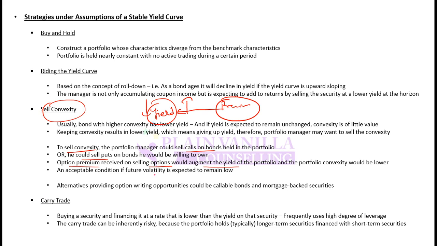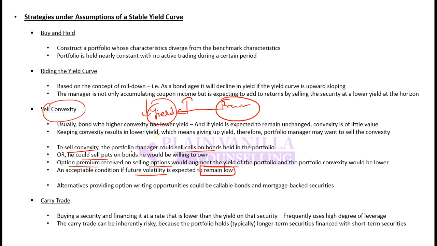This is an acceptable condition if future volatility is expected to remain low. So recall from our earlier discussions, we discussed that if volatility is higher, then keeping convexity is better. But if volatility is lower, then you can remove the convexity. Again, this would come in detail later. For now, remember these points.